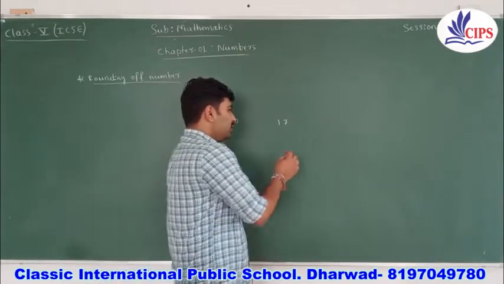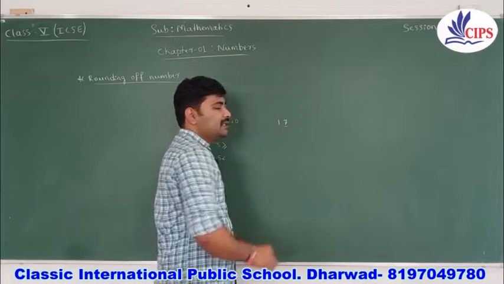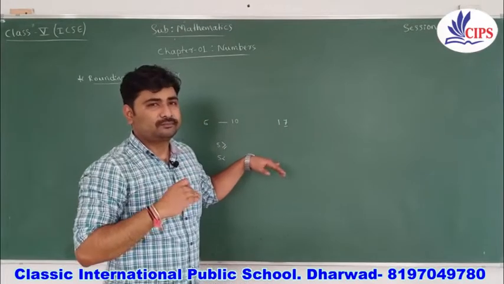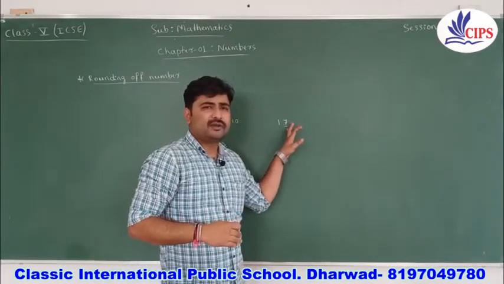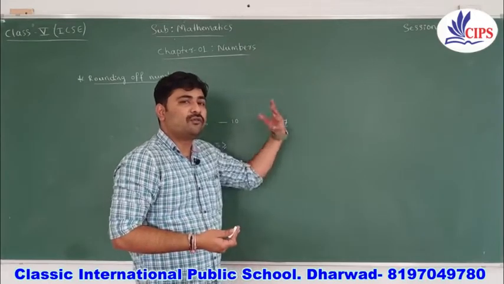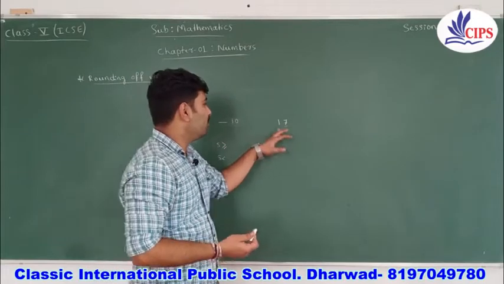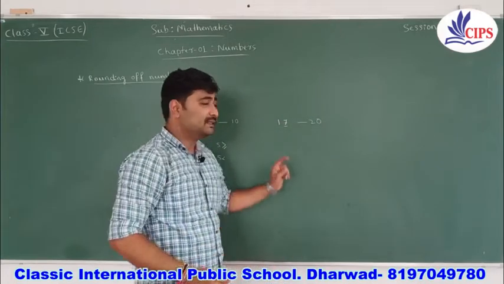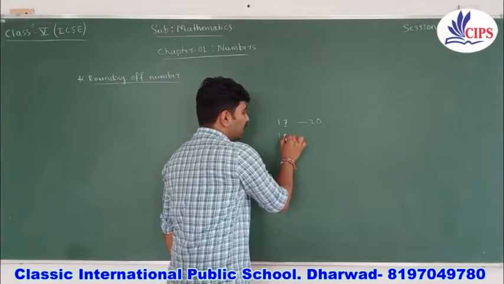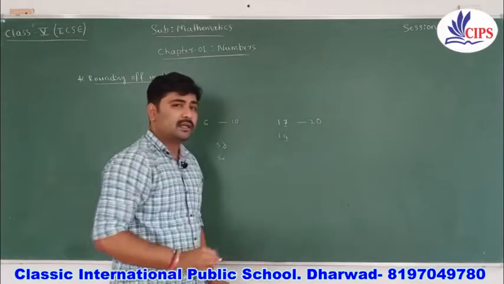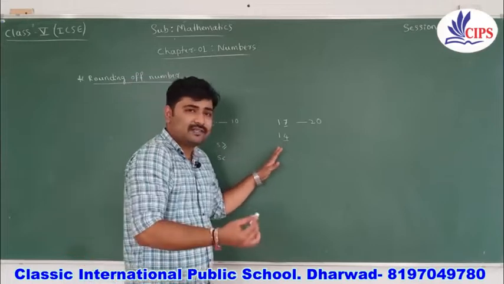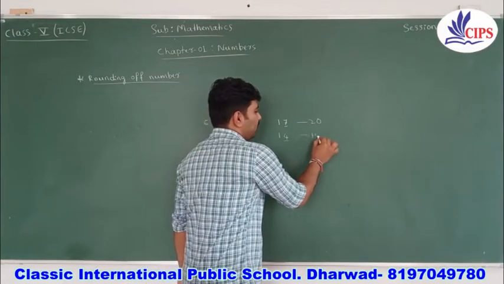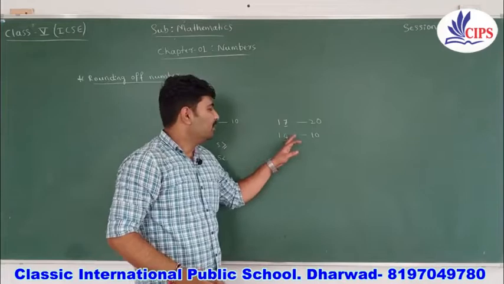What will you do? If there are 2 digits, you will consider the first digit, that is the unit place. Now you will check whether the number is greater than or equal to 5 or less than 5. If this number is 5 or above, you will round it off to the highest multiple of 10. Here the next multiple of 10 will be 20, right? Suppose this number is 14. Again you will consider the unit place. Now you round it off to the lowest multiple of 10. Here the lowest multiple of 10 will be 10. This is because of the number in the unit place.